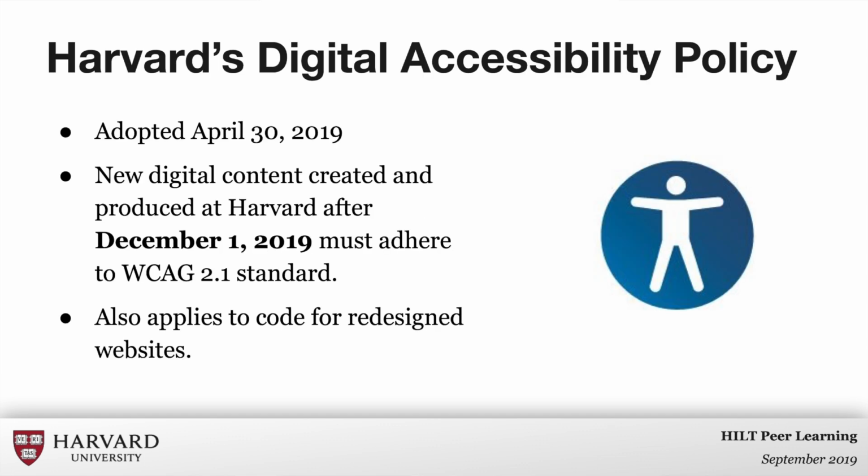I also wanted to bring up Harvard's new digital accessibility policy. So I will say I am not the expert on this policy, and there is still lots of documentation being developed about it. But I did want to mention that it was adopted in April of this year, and basically says that any new digital content created and produced at Harvard after December 1st, 2019 must adhere to the WCAG 2.1 standard. So this is a universally accepted standard that's managed by the W3C, the World Wide Web Consortium, that has a list of guidelines of how content must be made accessible. And this would also apply to code for redesigned websites as well.